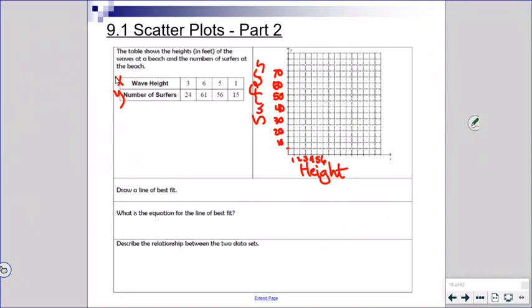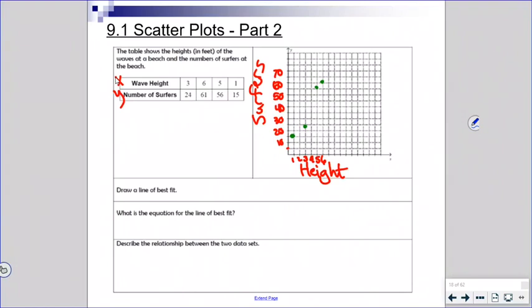Put your dots. 3, 24 would be a point kind of like there. 6, 61 would be a point right around there. 5, 56 right around there, and 1, 15. It almost seems like the higher the waves, the more people show up.